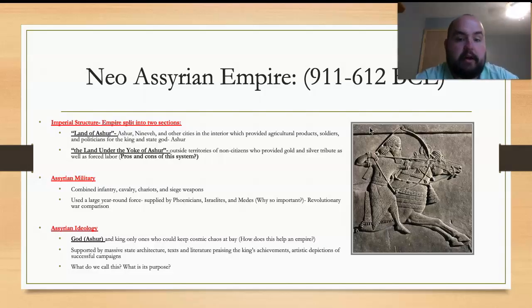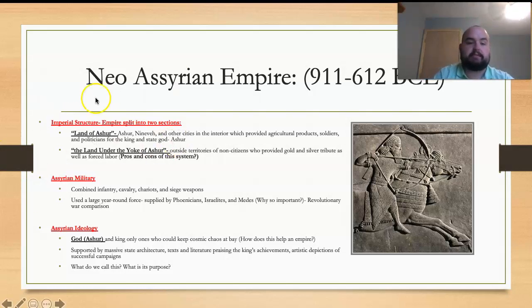Now, something important to keep in mind is why this system would be beneficial for the people living in the land of Ashur. To give you an idea of this, maybe think about how you would feel as a citizen living in the land of Ashur. Awkward pause again. Yeah, you might feel pretty loyal to this system and be willing to support it.